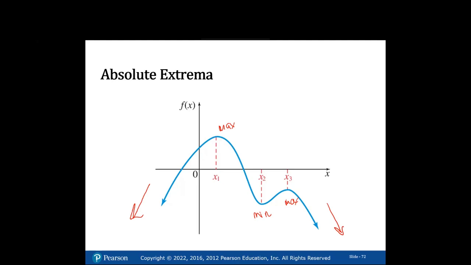But because both ends go towards negative infinity, that tells me I do have a max. There's going to be an absolute max. So now I'm going to look at my two maxes here. I've got x1 and x3, but f of x1 is bigger. So that tells me that f of x1 is going to be my absolute max. These two here, x2 and x3, are still extrema. They're just local extrema, or relative. They are not absolute.